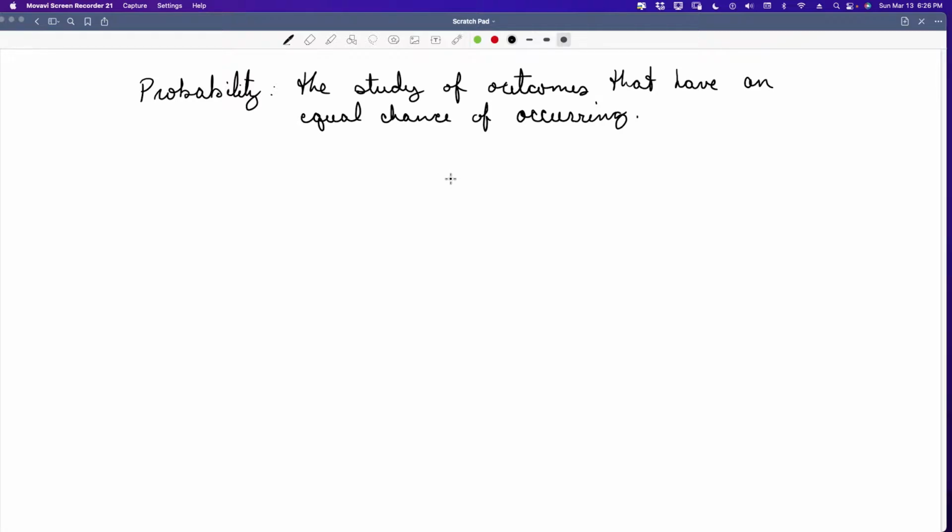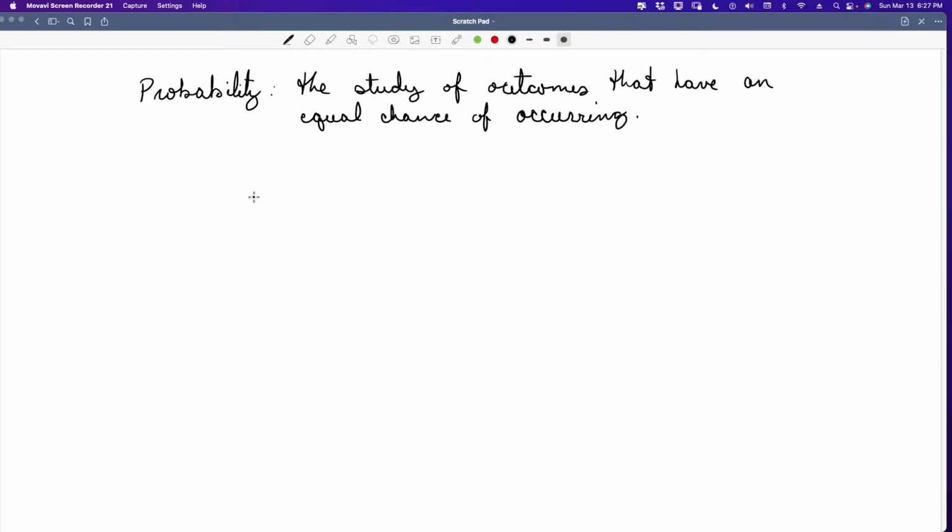So the study of probability is the study of outcomes that have an equal chance of occurring. Say, for instance, things like flipping a coin or rolling a dice, things that you really don't have any kind of a power over. And that's given that the coin you're flipping is not weighted. It's a fair coin, and that's given that the dice are not weighted. That's given that whatever spinner you're spinning is just a plain, ordinary, fair spinner.